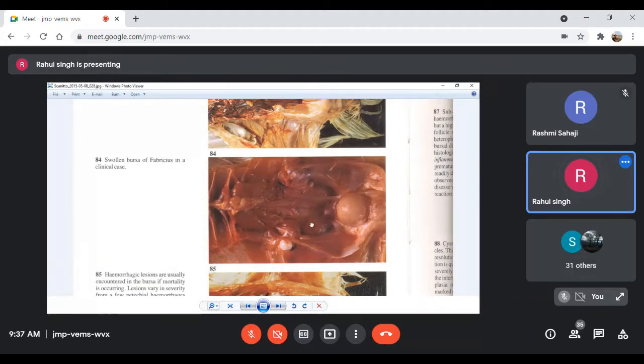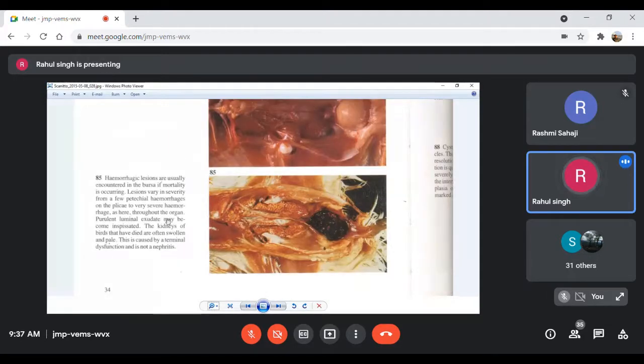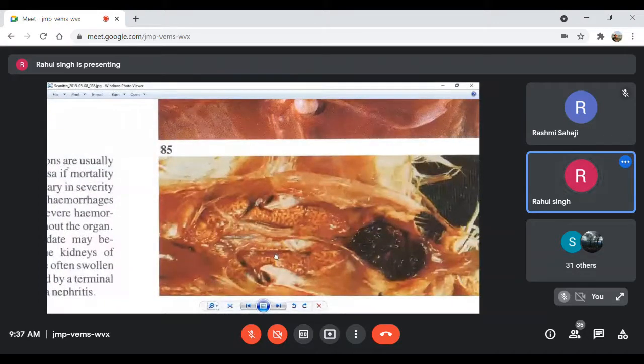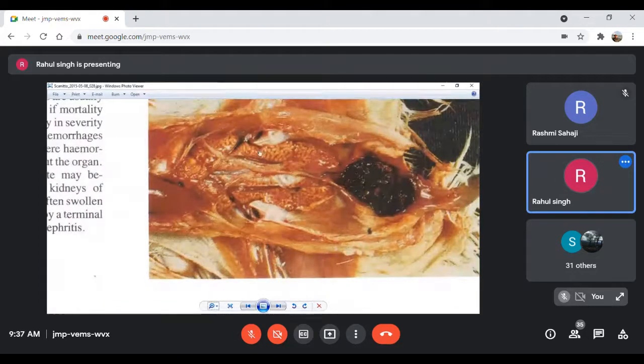Enlarged bursa. And here in this very typical case, the kidneys, you can see kidneys, the cloaca cut, and this is the bursa full of clots. Bursa full of clots. And this is the kidney which is showing retention of urates, striations developed in the kidneys. This swollen bursa will not allow kidney to release out their content. So retention of content is there and nephritis develops.